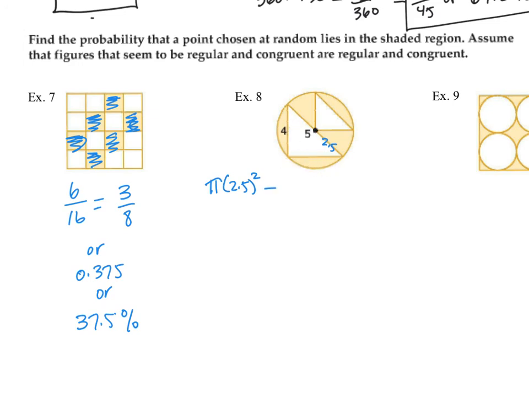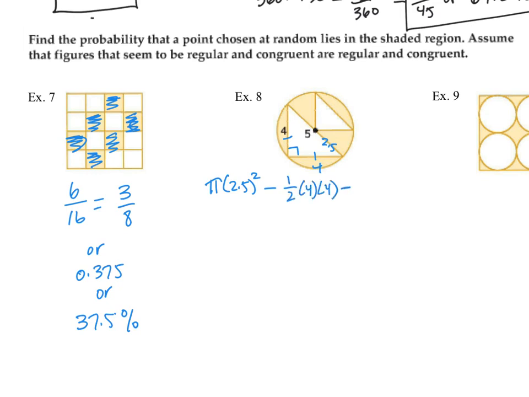Well, if this is a diameter, that means that we have an inscribed angle that's intercepting a semicircle. So you'll recall from our previous work that this is a right angle, so it has to be an isosceles triangle. So this measure is also 4. To find the area of this white triangle, we'll take 1/2 its base times its height. So that's going to be 1/2 times 4 times 4.